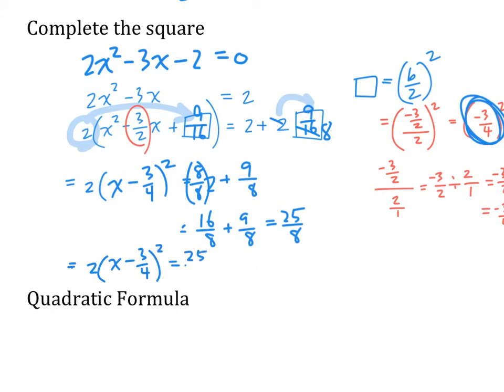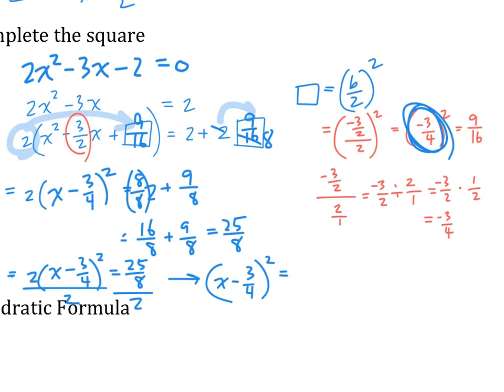All right, we get to this point. We have to solve for x. So we first have to divide by 2. All right, another fraction divided by an integer. So x minus 3/4 squared is equal to 25 over 8 divided by 2. So 25 over 8 divided by 2 over 1 is 25 over 8 times 1/2, which is 25 over 16.